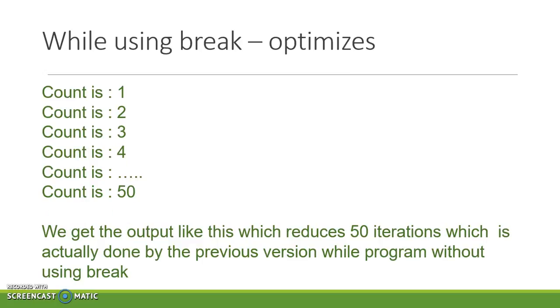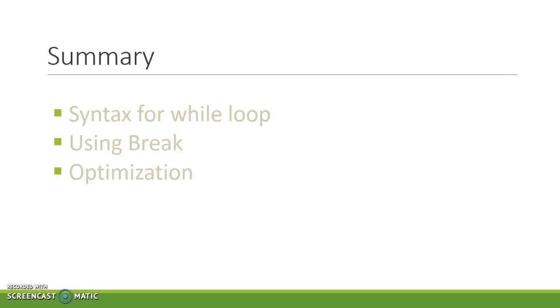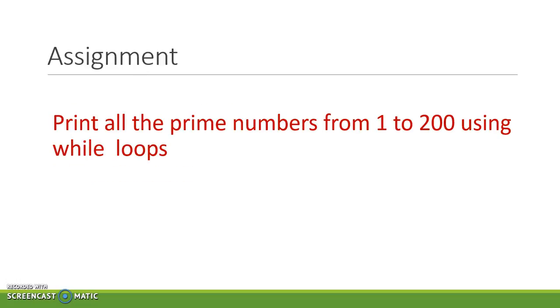So here, while using this break, we could see how it optimizes things. We get the output like this, which reduces 50 iterations, which is actually done by the previous version of the program, which doesn't use any break statement. So this is how we can optimize it. So on summarization, we have seen the syntax for the while loop, how to use the break statement, and how it optimizes.